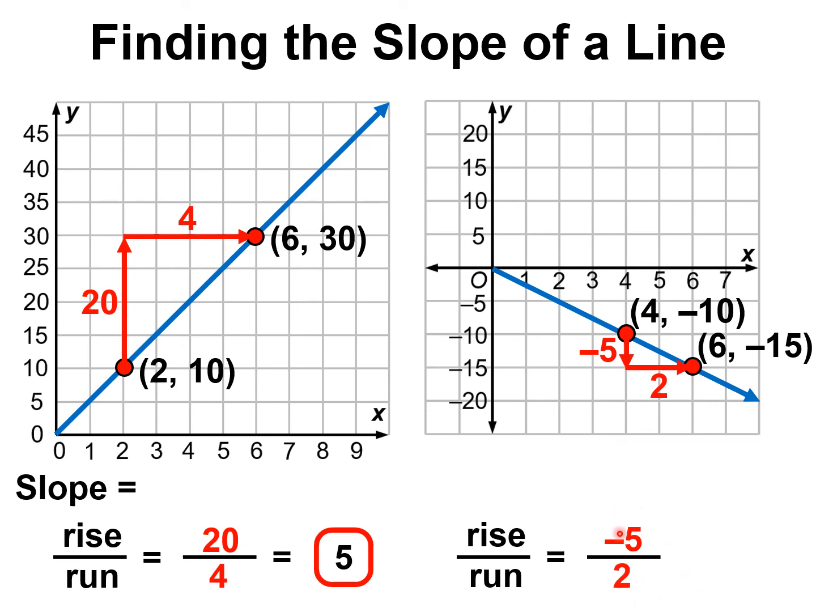And this does not come out as a whole number, so let's leave it as a fraction. It's going to be -5/2. And that's the slope of this line. Notice the slope of the line that goes up and to the right is positive. The slope that's going down and to the right is negative.